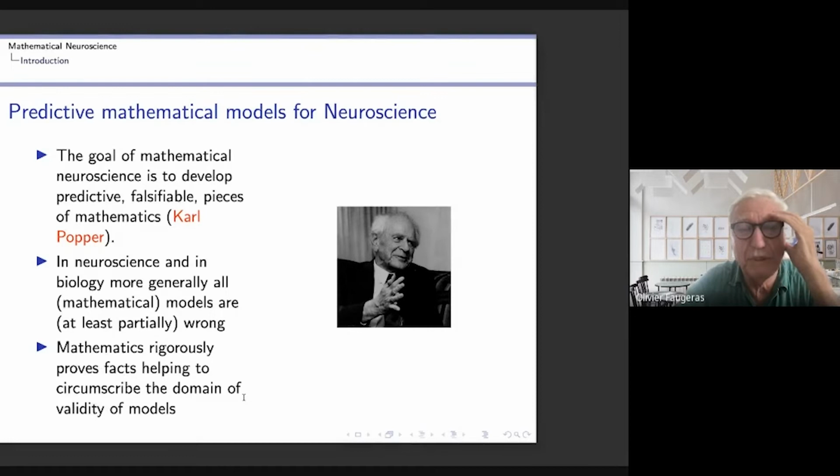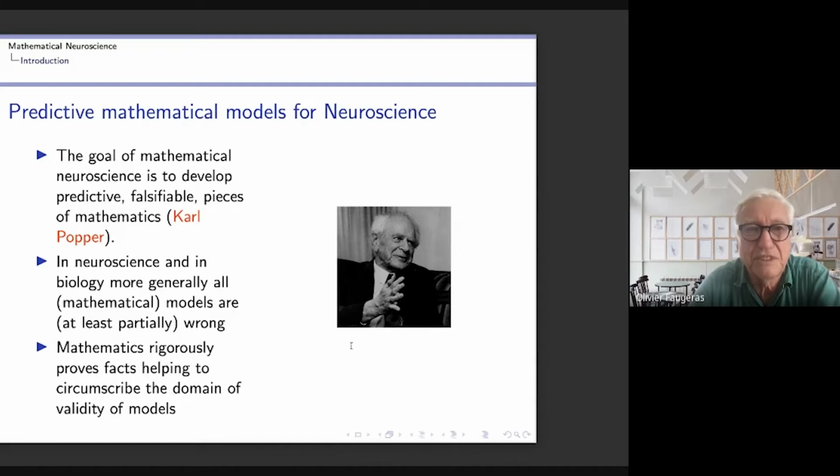So we have to bear in mind that in neuroscience and in biology in general, all mathematical models are at least partially wrong. In math, in neuroscience, what we try to do, and I'll say more about this at the end of the talk, is to rigorously prove facts to help circumscribe the domain of validity of models. We'll see many examples of that. Knowing that models are partially wrong, circumscribing the domain of validity is important.